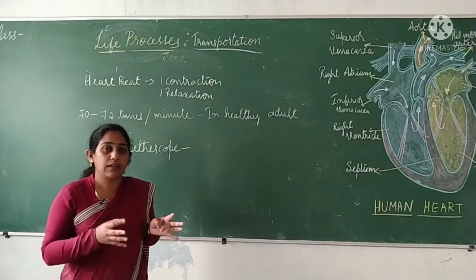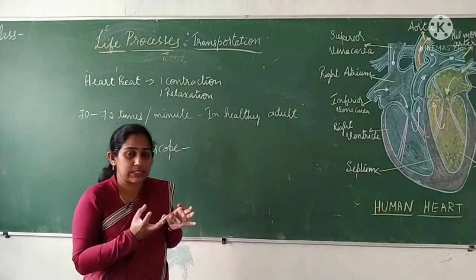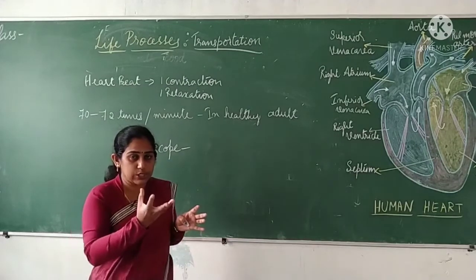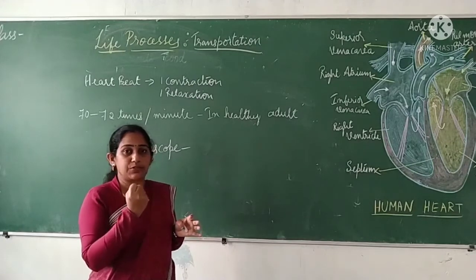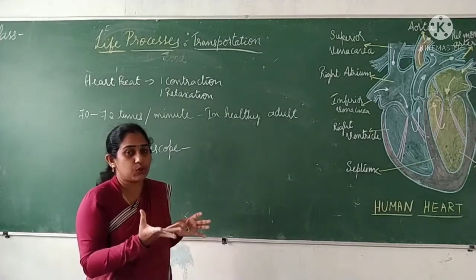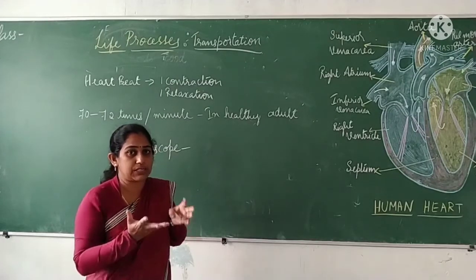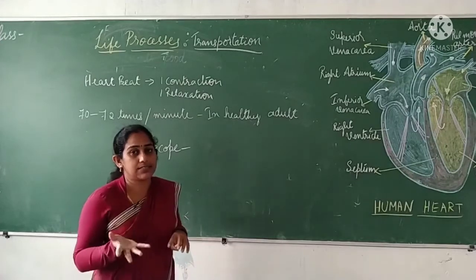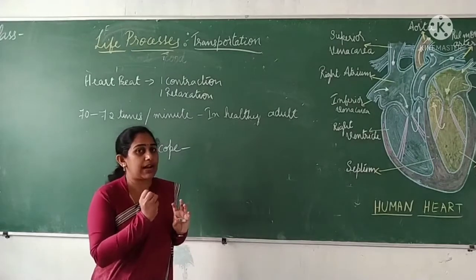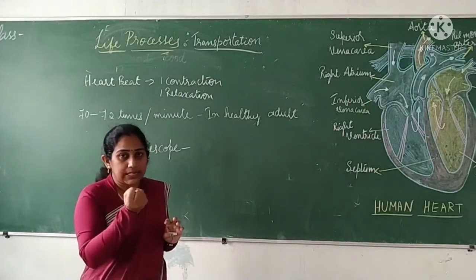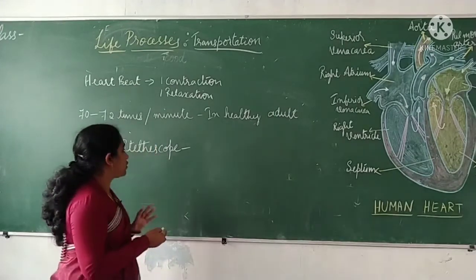Based on that, we can classify blood pressure into two parts: systolic pressure and diastolic pressure. Systolic is the duration when the heart is contracting, and diastolic is the duration when the heart is relaxing. You have to take both pressures. Obviously, when the heart is contracting, the pressure will be much more, and when it is relaxing, the pressure will be less. Based on that, we can measure blood pressure.